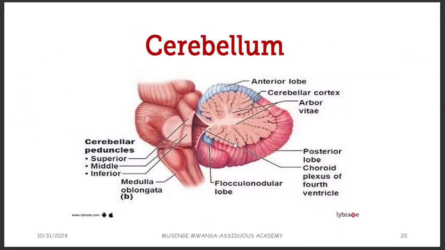So this is a diagram that they brought in last year's supplementary exam. You can see you have the anterior lobe, which is more on top. The posterior lobe is the majority, and then you have the flocculonodular lobe, which is this small one here. The fourth ventricle there is surrounded by the choroid plexus, which makes cerebrospinal fluid. And then this tree-looking structure is the arbor vitae. Then you have the superior, the middle, and then the inferior cerebellar peduncles, and then the medulla oblongata down.